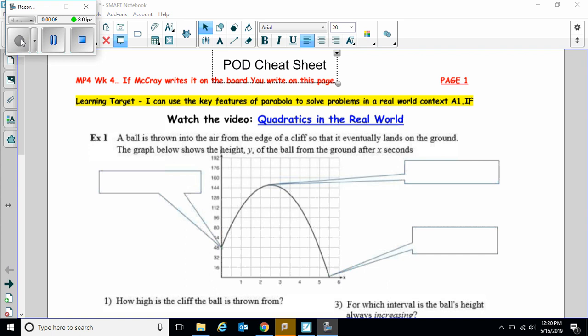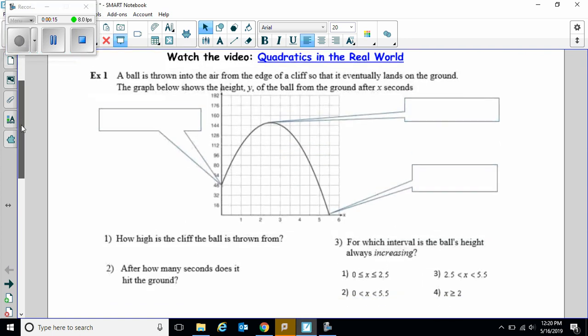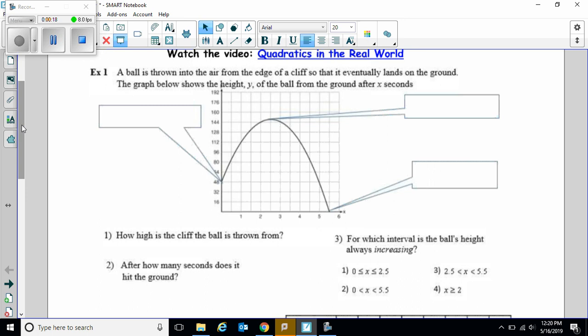Mr. McCrae here. This is our problem of the day, week 4 cheat sheet. What we had is a problem involving us starting at 48, getting to our vertex and hitting the ground right about 5.5. And I ask you to fill in these word bubbles. If you haven't done so, turn the video off for about 30 seconds, fill these word bubbles in, and come back to me because I want to talk about 1, 2, and 3. So go ahead and turn off the video. Come back.